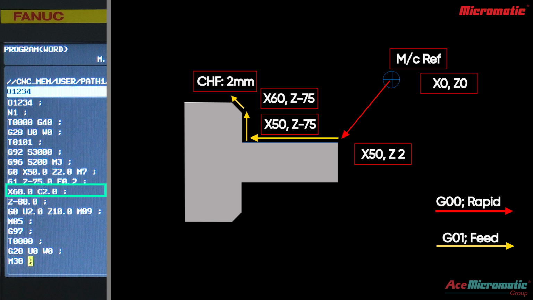Feed movement further along negative Z to X60, Z-80. Finally, the tool retracts, completing the cycle. This sequence demonstrates how a simple tool path can be optimized for both efficiency and quality.